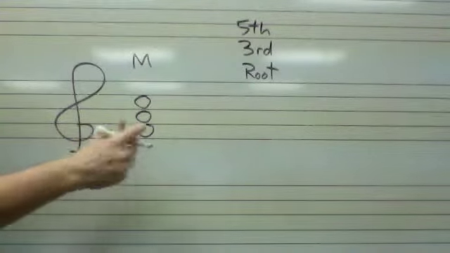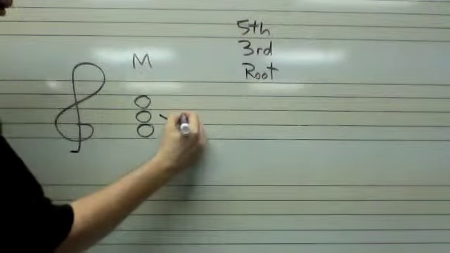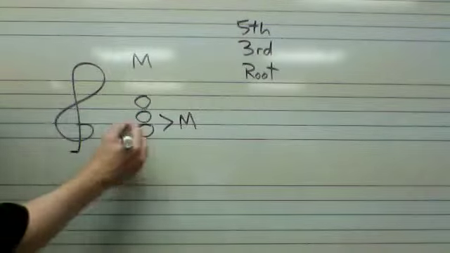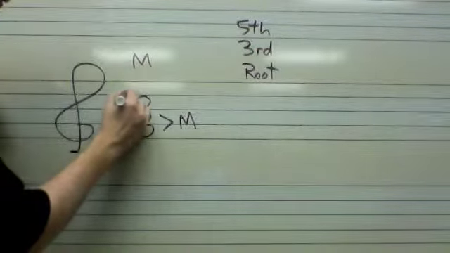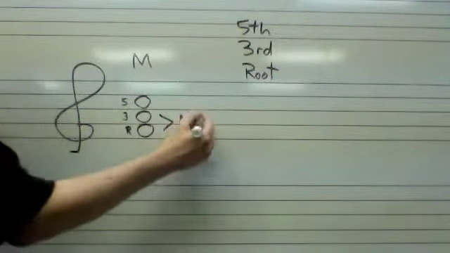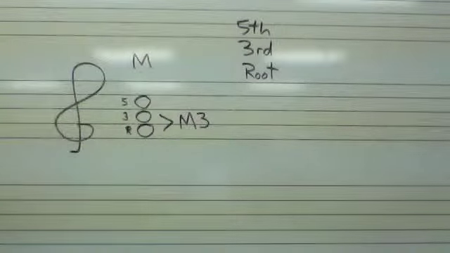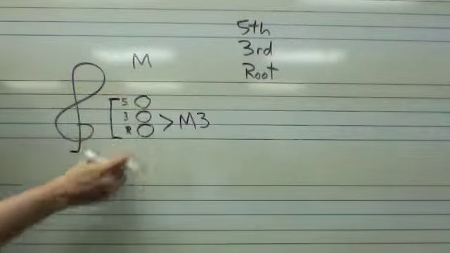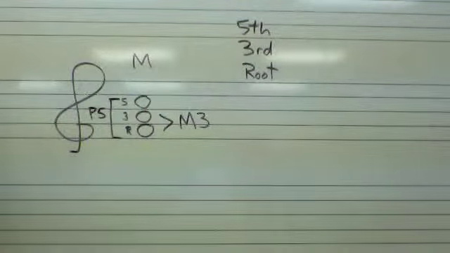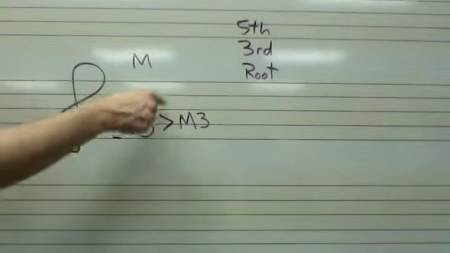A major triad is referred to as major mostly because of the interval between the root and the third of this major triad. So here are the members of this triad: root, third, and fifth, F, A, and C. The distance between the root and the third in a major triad is a major third. That's what gives it its major quality. The distance between the outer members of the triad, the root and the fifth, is a perfect fifth. So a major triad is built with a major third and a perfect fifth.